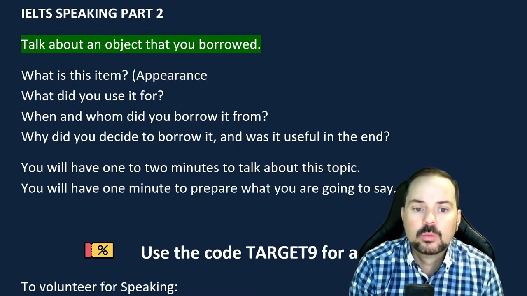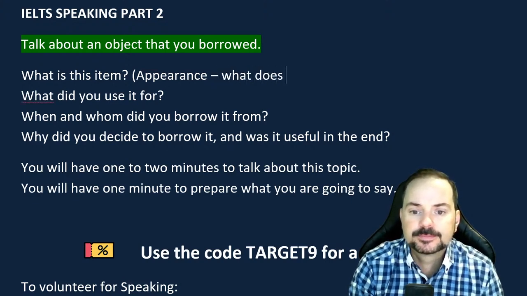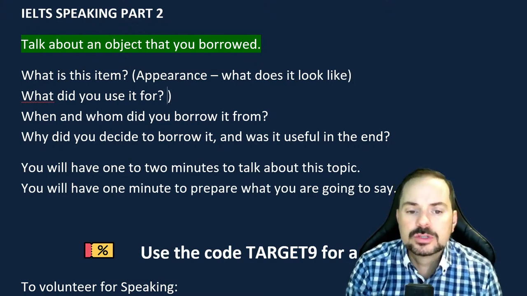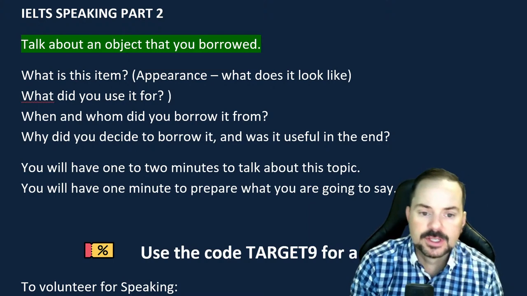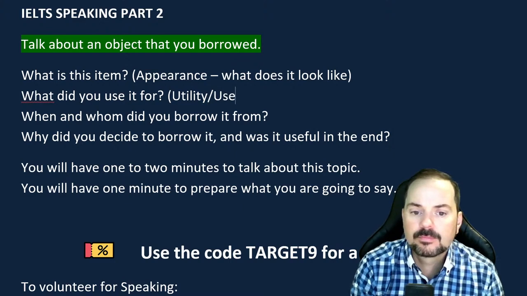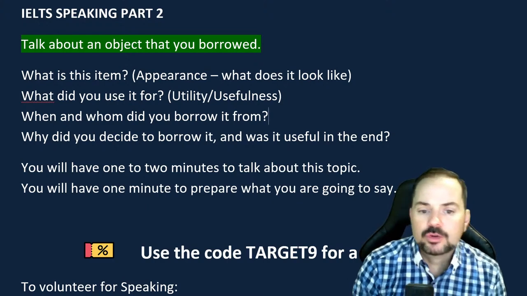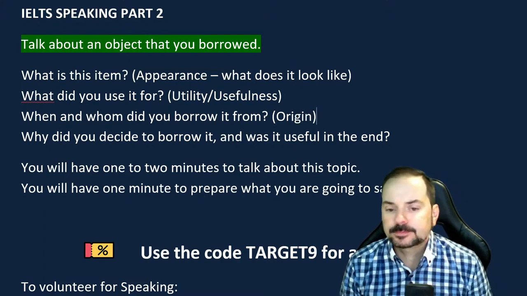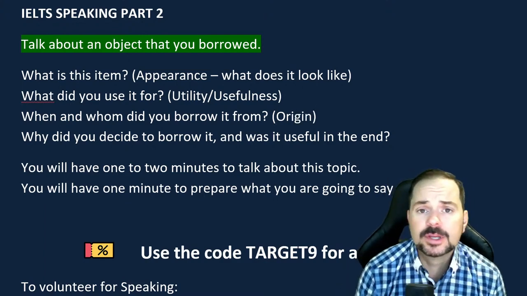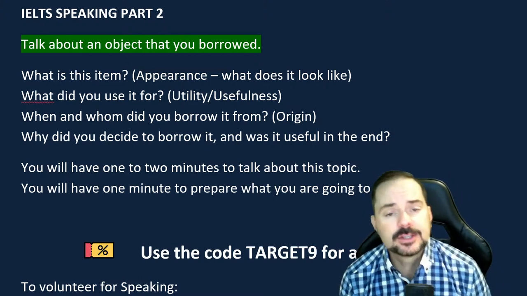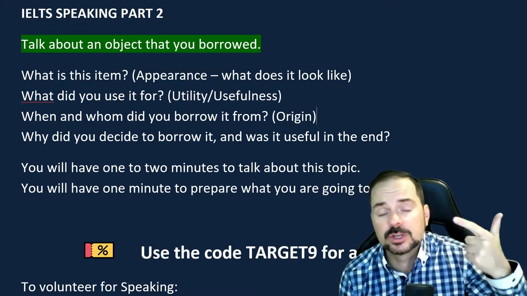Okay, so what is the item? What does it look like? Okay. What did you use it for is kind of the utility or the usefulness. Okay. When and whom did you borrow it from? That's the origin. Right? Now, the questions on the cue card aren't always in the best order. So that's why I'm telling you, when you answer the question, talk about its appearance first and its origin second.